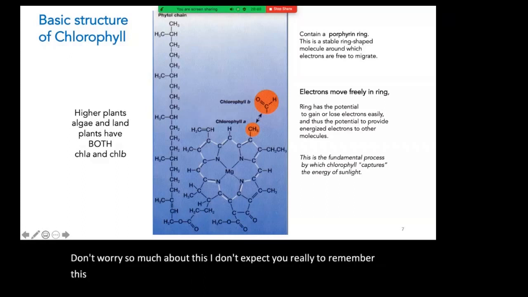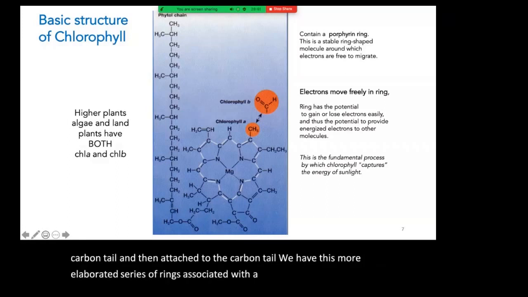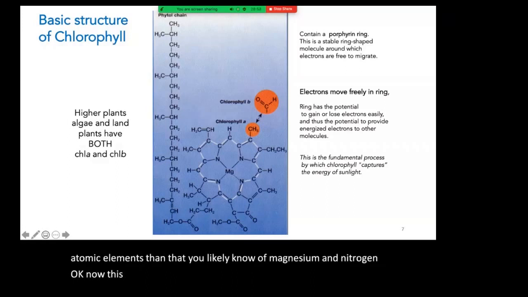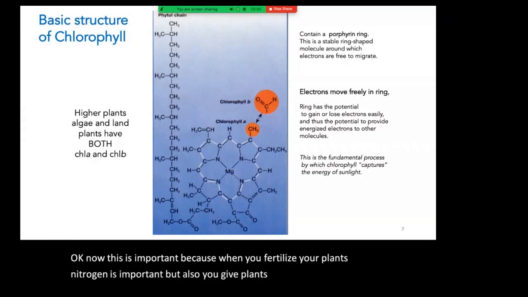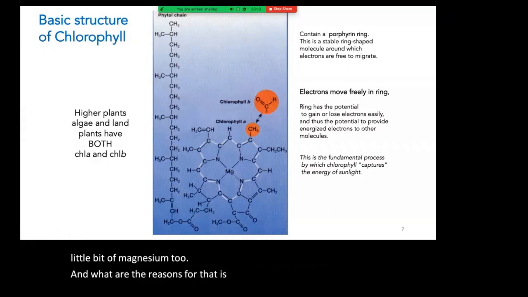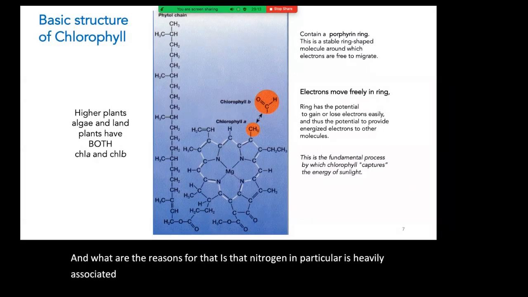But what I would like you to point out is that we have this long carbon tail. And then attached to that carbon tail, we have this more elaborated series of rings associated with a few different atomic elements that you likely know of, magnesium and nitrogen. Now this is important because when you fertilize your plants, nitrogen is important, but you also give plants in the normal fertilizer a little bit of magnesium too. And one of the reasons for that is that nitrogen in particular is heavily associated with photosynthesis. And here's one of the molecules that contains a decent amount of nitrogen, chlorophyll.